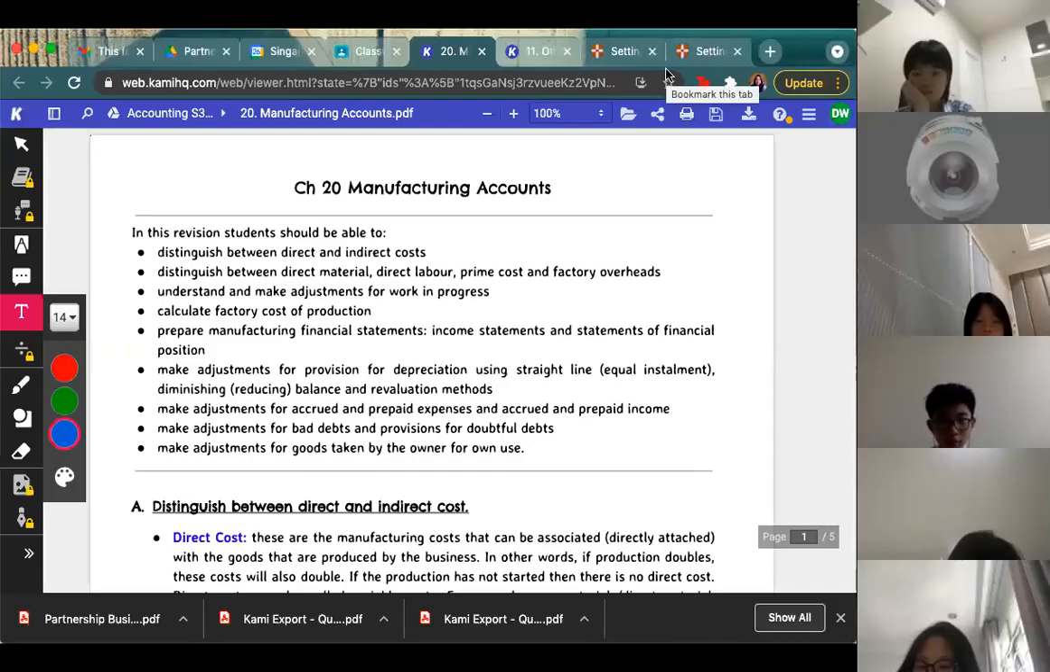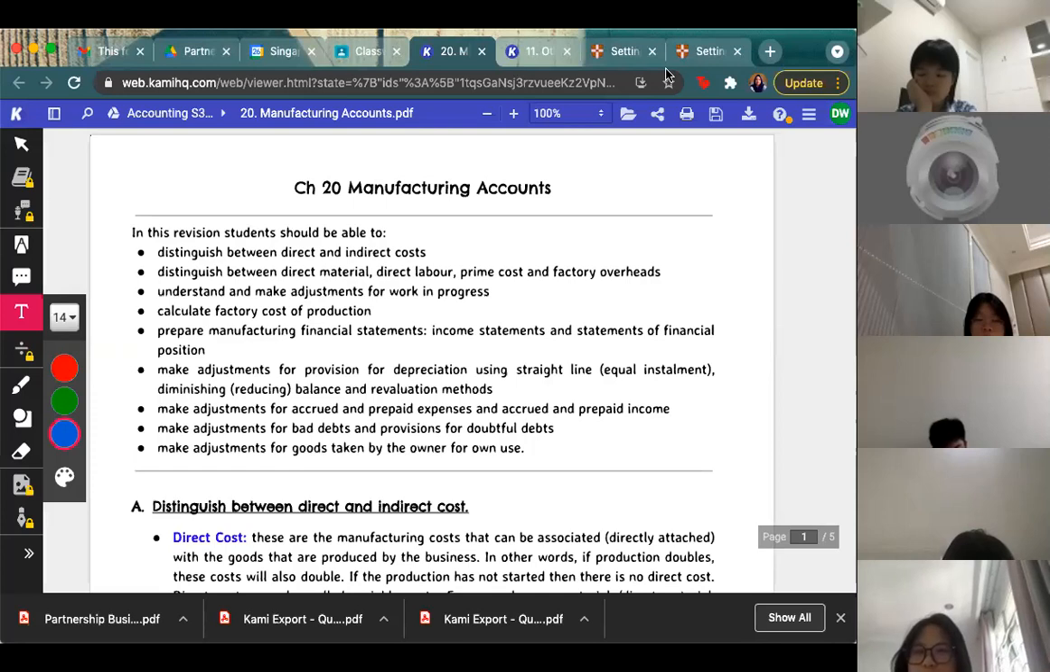Okay, this chapter is about manufacturing accounts. It means that we are in the manufacturing business, which is different from the trading business. In a manufacturing business, the company is producing goods and then selling them to the customer. A trading company purchases the inventory and then sells it to the customer. But for a manufacturing business, we are producing the goods and then we sell them to the customer.